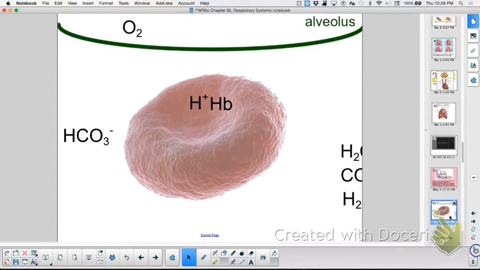Okay? Carbon dioxide and oxygen travel differently through our blood. Oxygen travels attached to what? Hemoglobin. CO2 travels attached to what?